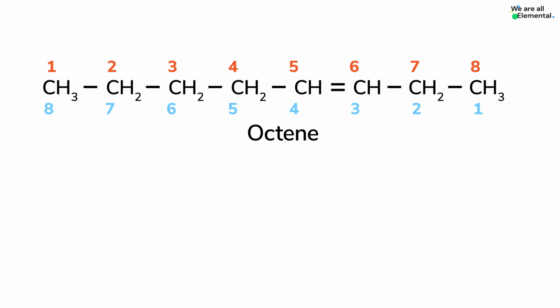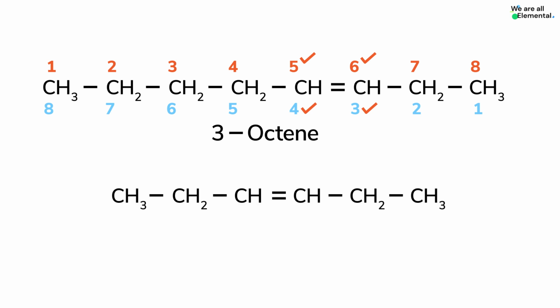From left to right, it's in position 5 and 6, and from right to left, it's in positions 3 and 4. So we choose the lower number 3 and place it in front of octene. So this compound is 3-octene. This compound is a 6-carbon hexene, and therefore we write it as 3-hexene because the double bond either way is between carbons 3 and 4.